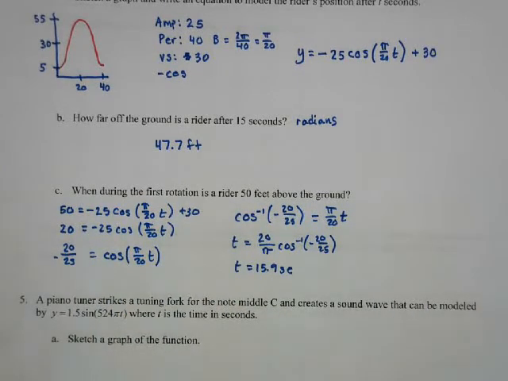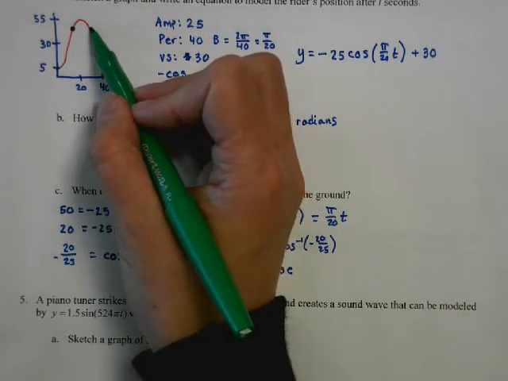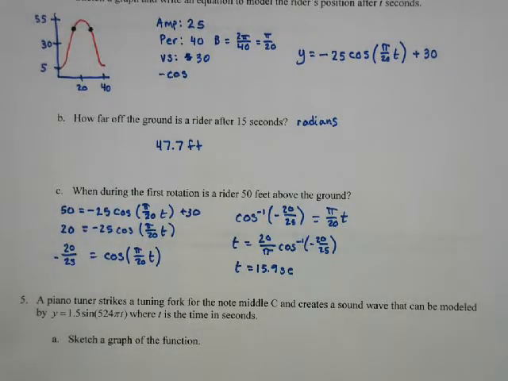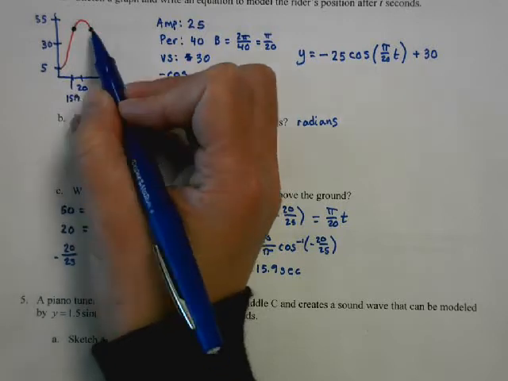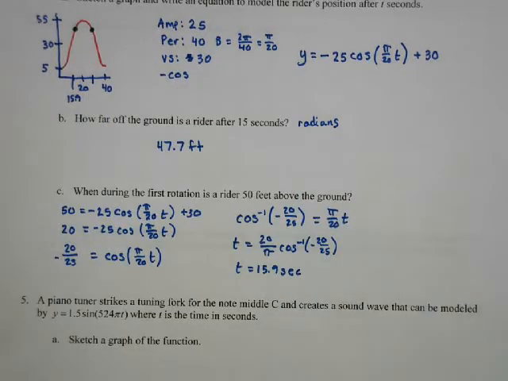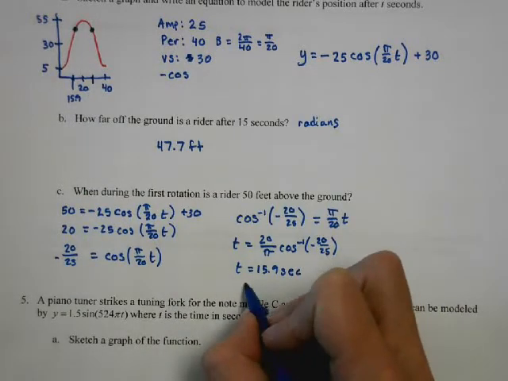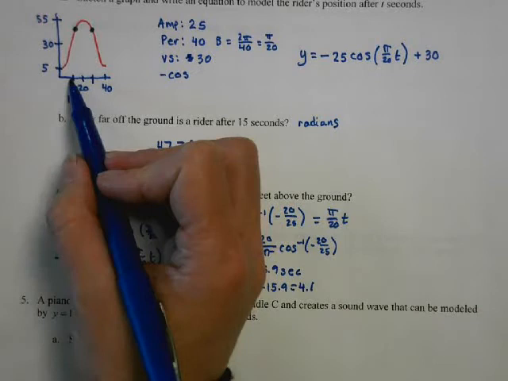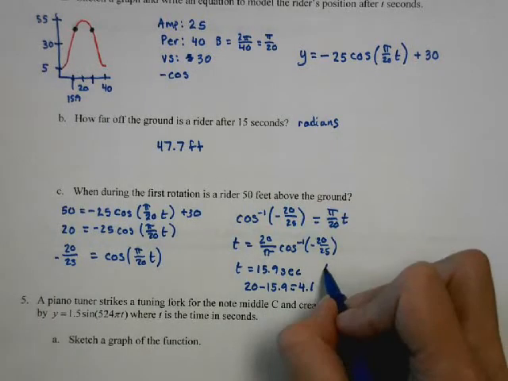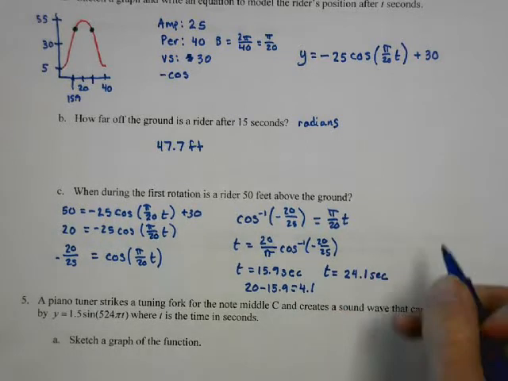Okay, but it says when during the first rotation is the rider 50 feet above the ground? Well, if I look at my graph, we're 50 here, which is going to be the 15.9, but we're also 50 when we're coming back down on the other side of the wheel. So how do we find that? Well, we have this is 15.9. What I want to do is find this one. So if we understand the symmetry, the distance from here to here is going to be the distance from here to here. So 20 minus 15.9 is 4.1. So if this distance is 4.1, this distance is 4.1. So my other time is going to be 24.1 seconds.